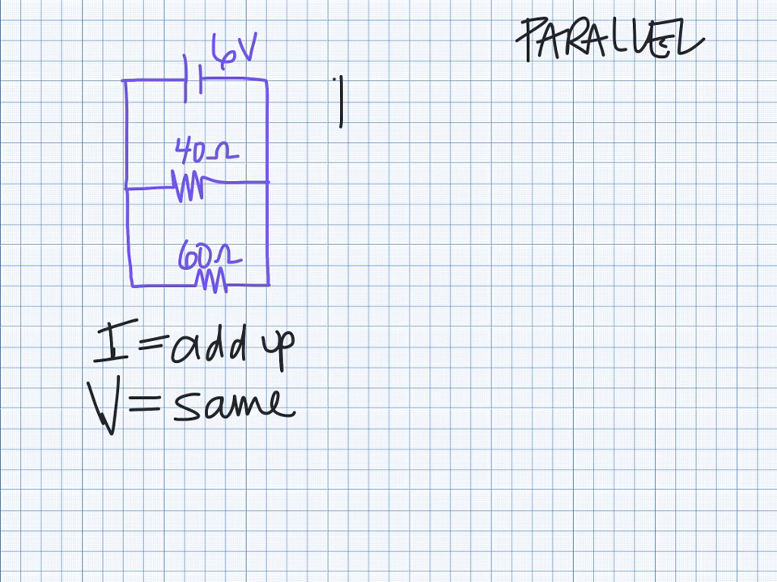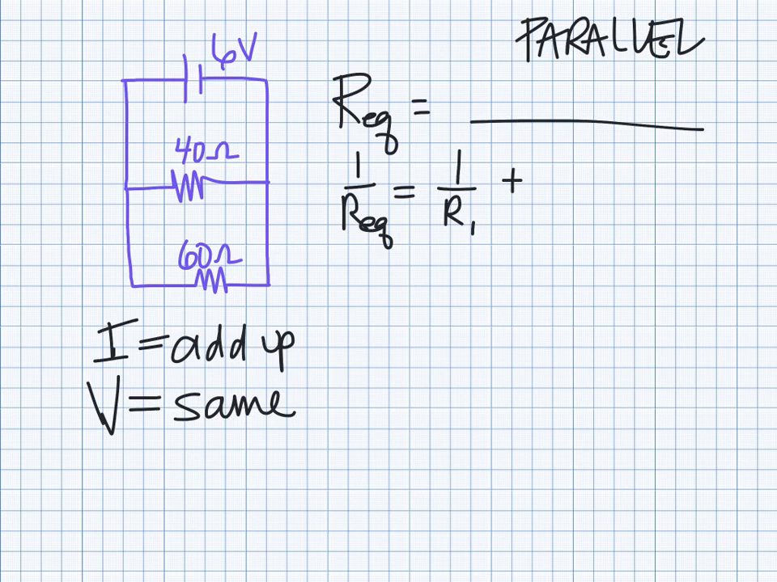So if I'm asked to find the equivalent resistance, I can't just right away write a formula out. With an equivalent resistance for the parallel circuit, it's 1 over equivalent equals 1 over R1 plus 1 over R2, and on for as many resistors as you have. So in this case, we would take 1 over 40, and we would add 1 over 60, and then once we find that answer, we flip it over, and we take the reciprocal to find the equivalent.